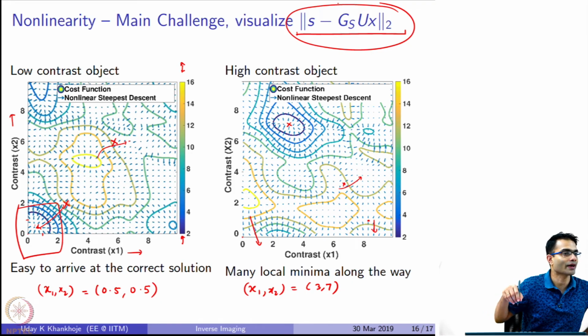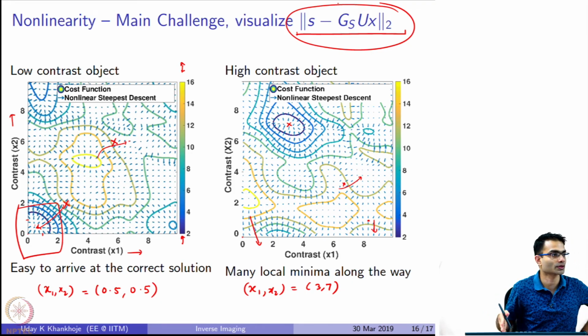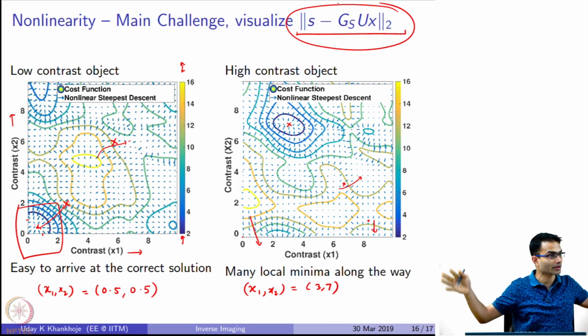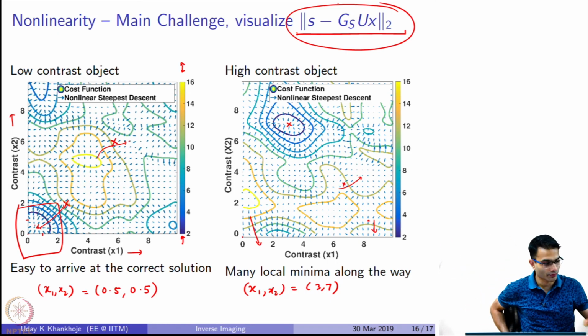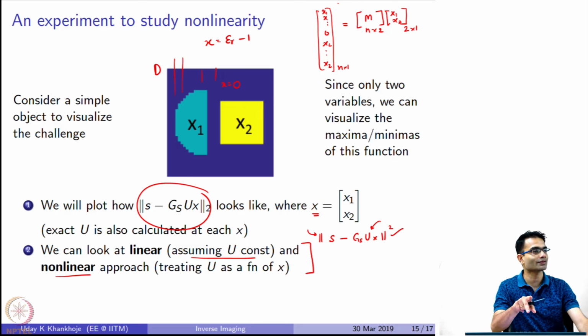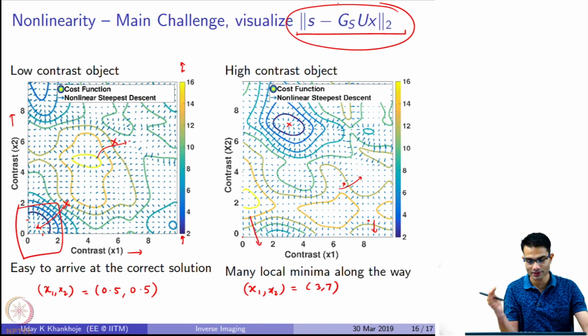So, in real life I will never have access to this, because first of all it will be maybe a 10,000 variable problem. So, how do I visualize 10,000 dimensions? Yeah, this is for this case only. For this case all I had to do was make x1 x2 from half I made it 3 7 and boom, I am in deep trouble. I have no good way of knowing where to go.